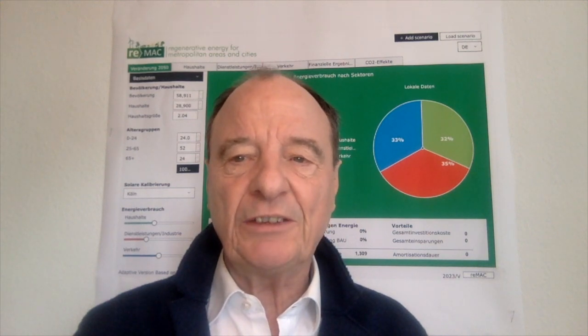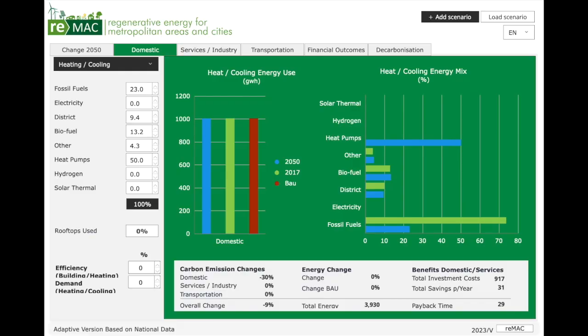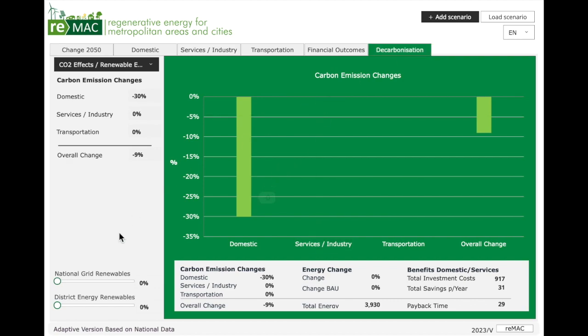The workshop assumed that the goal of having an almost CO2-free electricity grid in 2040 is achievable, and that therefore the assumption of a 90% CO2-free electricity grid is realistic. If we want to enter this value, we have to press another button, decarbonization. Here we can change the slider to 90% renewables in the national grid.